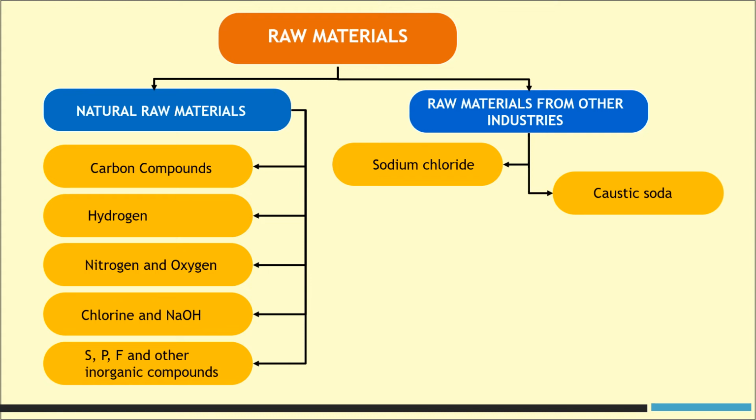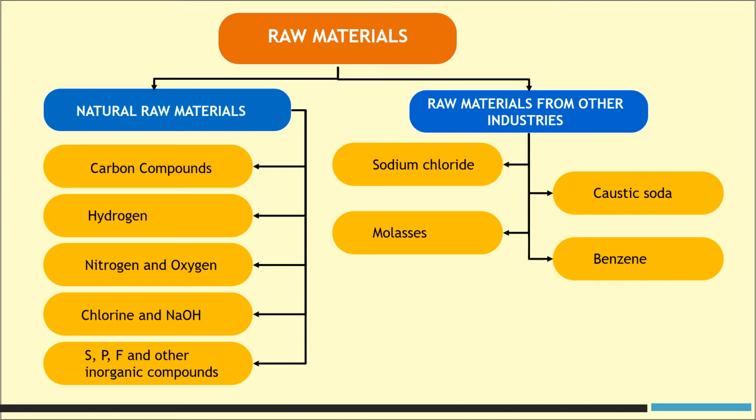Then molasses. This is the raw material obtained from the sugar industry, which is used for the manufacture of ethyl alcohol. Then we have benzene. Benzene is the raw material used for the preparation of nitrobenzene, phenol, aniline, caprolactam, DDT and styrene. This is the byproduct of the petroleum industry.